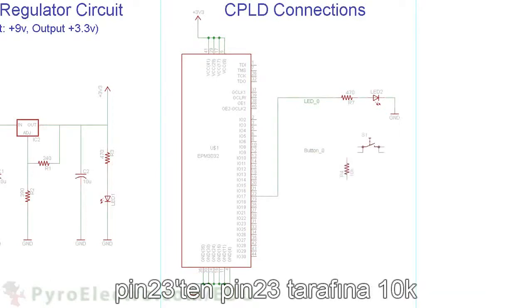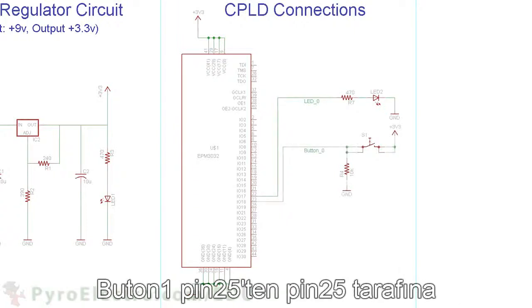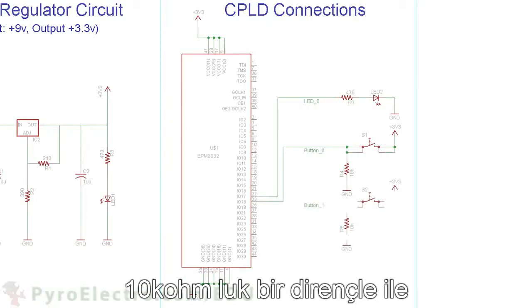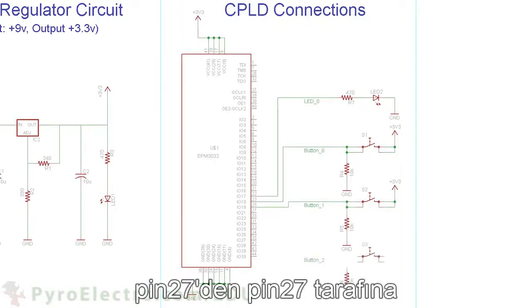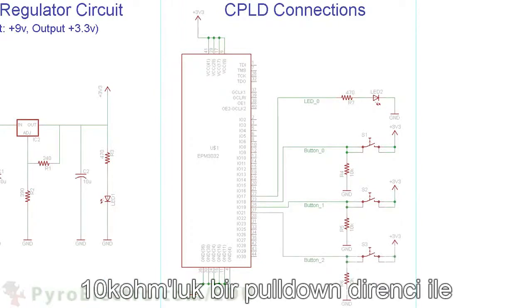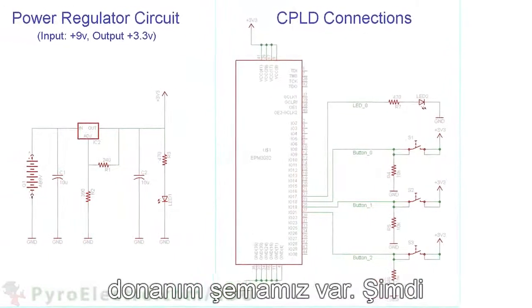Button 0 connects from pin 23 to power with a 10 kilo ohm pull-down resistor on the pin 23 side. Button 1 connects from pin 25 to power with a 10 kilo ohm pull-down resistor on the pin 25 side. And button 2 connects from pin 27 to power, also with a 10 kilo ohm pull-down resistor on the pin 27 side. And there we have our completed hardware schematic.